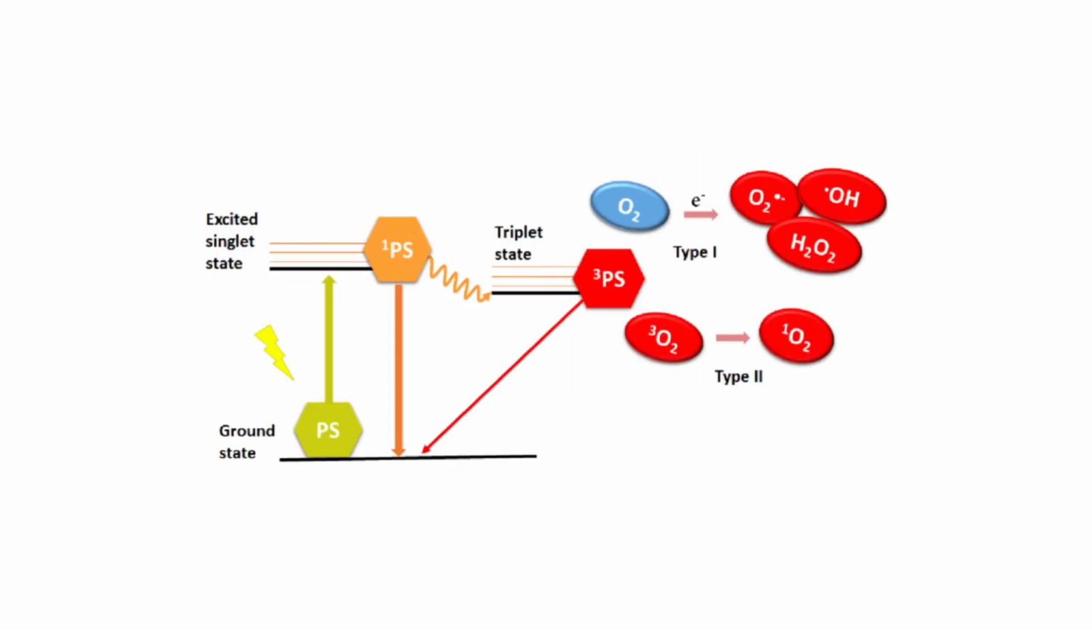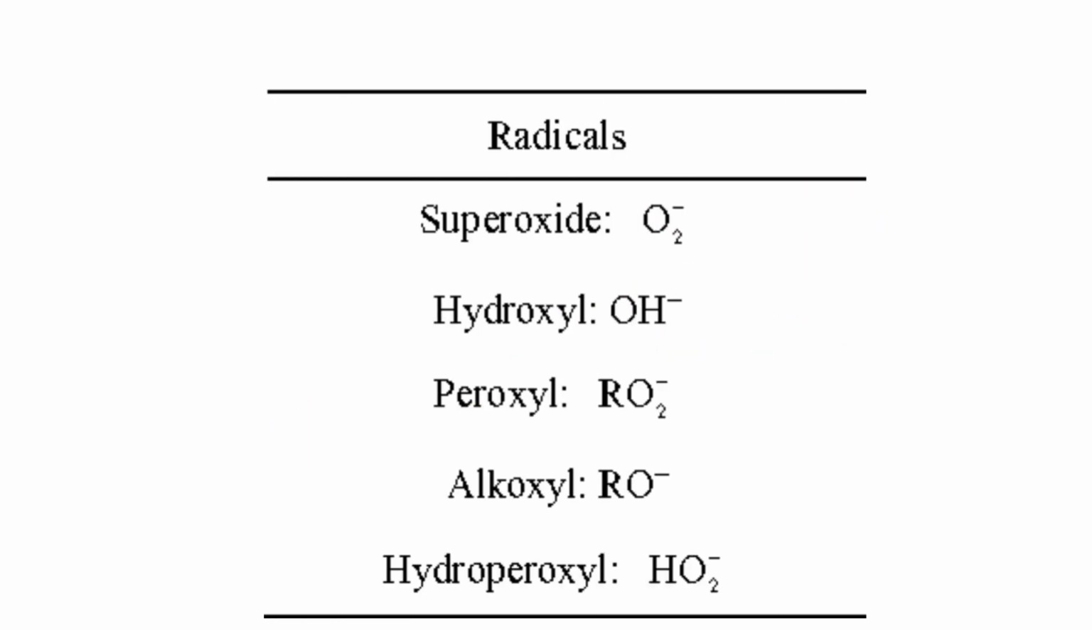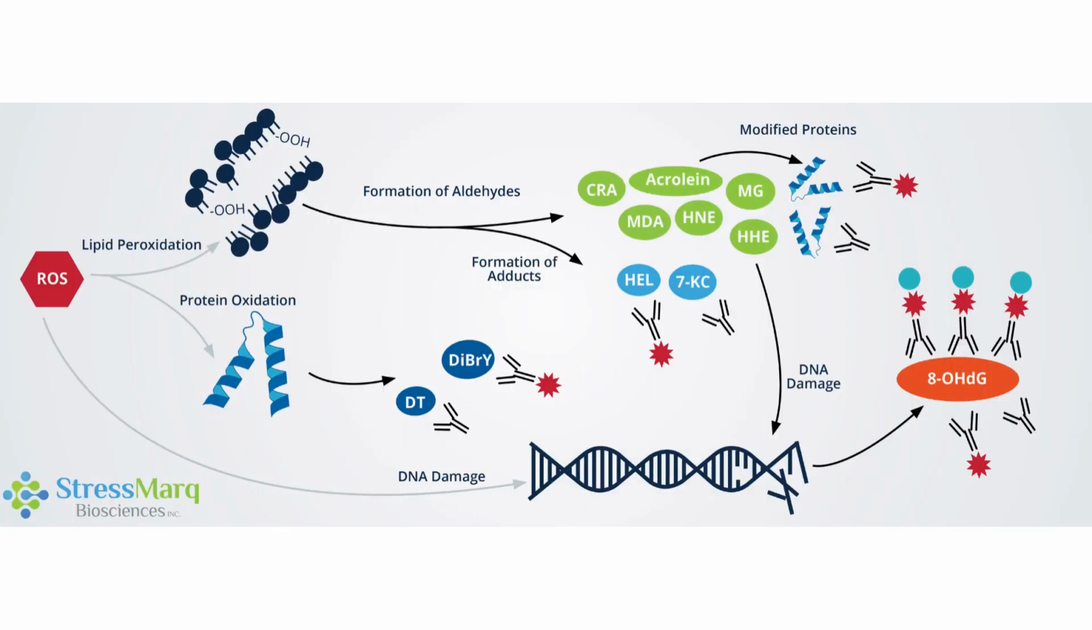In addition to DNA damage, the absorption of UV radiation by the skin can also lead to the production of reactive oxygen species, or ROS, such as superoxide anion, hydrogen peroxide, and hydroxyl radicals. These ROS can damage cellular membranes and proteins, leading to oxidative stress and inflammation.